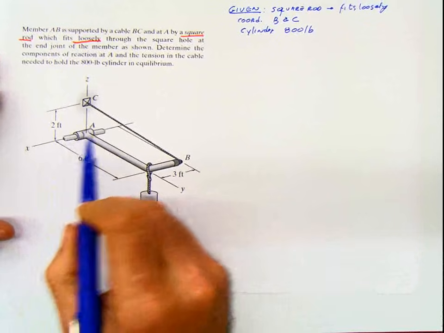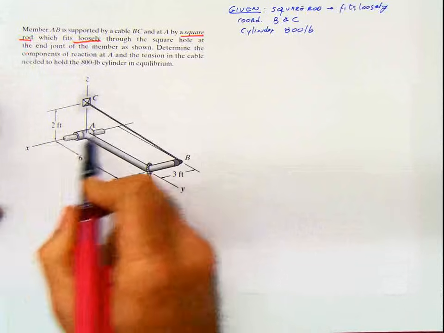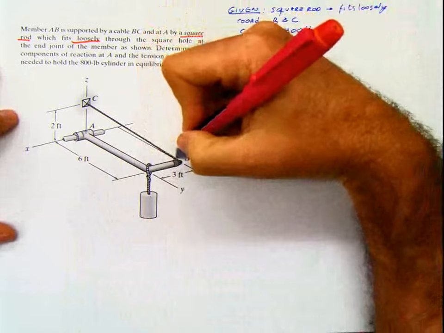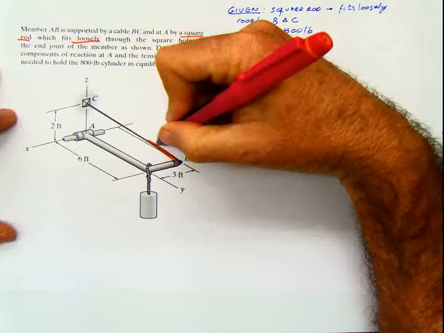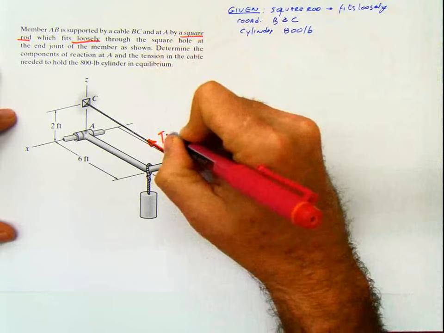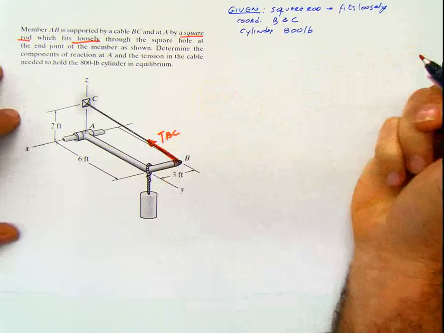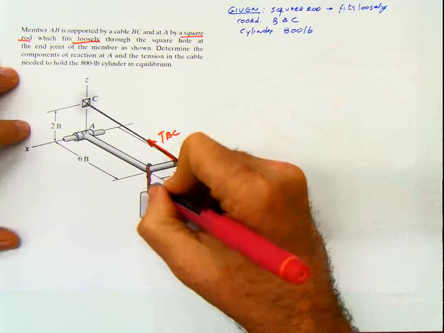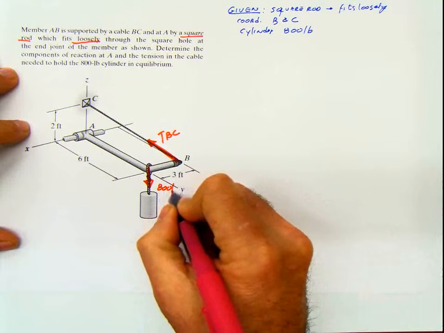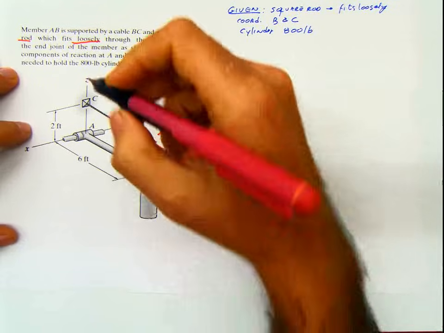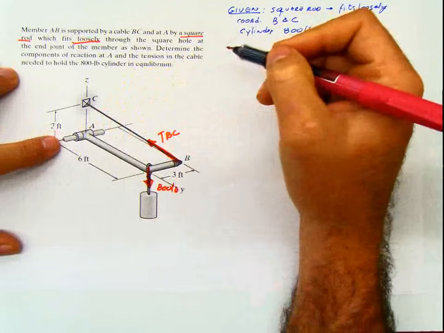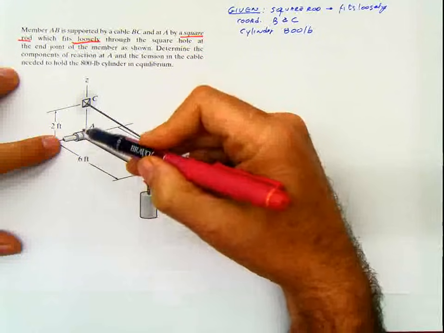Okay, the important thing is recognizing what are the reactions that are going to be acting here. Let's start with the tension, because the tension is the easiest one. Tension always goes in the direction of the element, like that. And this is going to be tension BC or force BC. The weight of the cylinder is going to be acting here, which is 800 pounds. And then we have to check the type of reactions that this support is producing. Well, let's start from the force reactions.